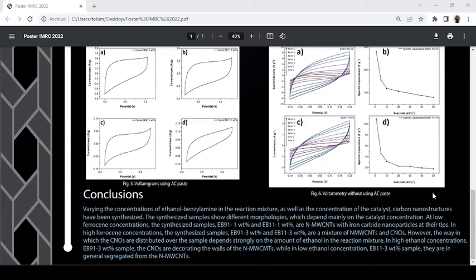In high ethanol concentration, carbon nano-onions are decorating the walls of nitrogen-doped multi-walled carbon nanotubes, while in low ethanol concentrations, they are generally segregated from nitrogen-doped multi-walled carbon nanotubes.